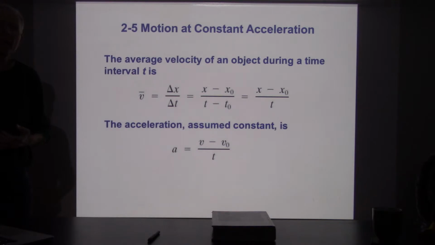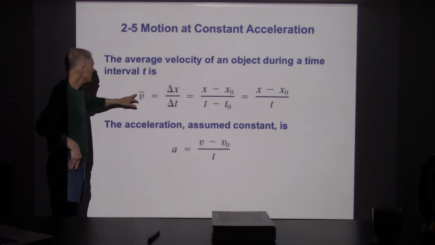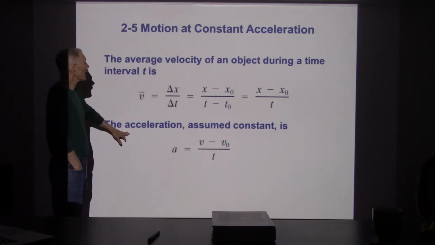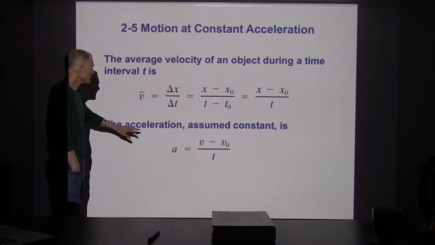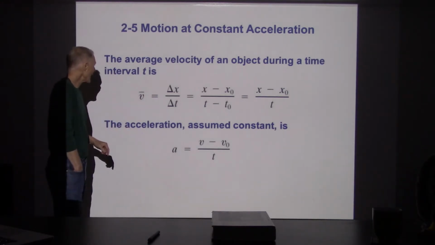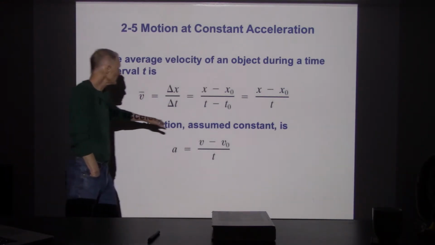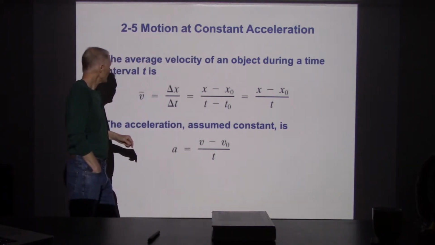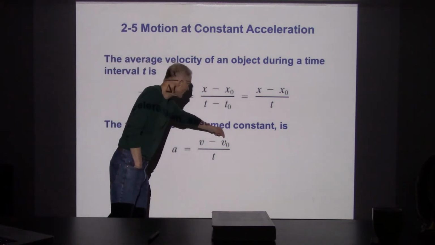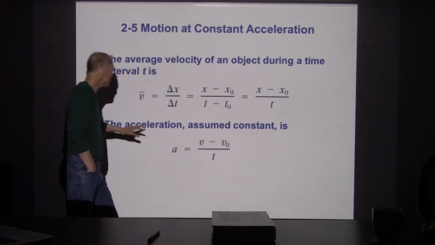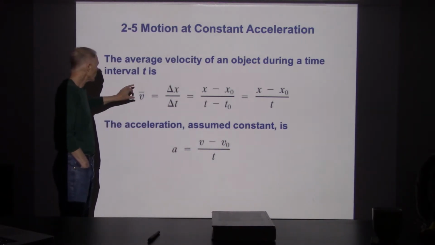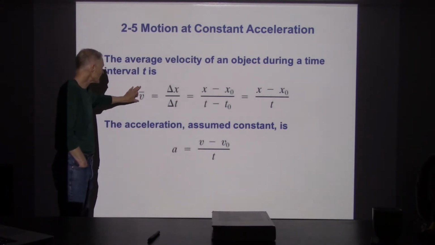It just means when you write them down, you have to use them in a way where each symbol has a certain meaning to it. So anyway, what we could do then is say that the acceleration, if it's assumed to be constant, is given by v minus v naught over t. We're doing the same thing that we did with the average velocity here.